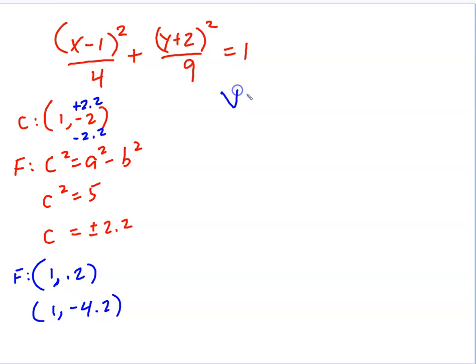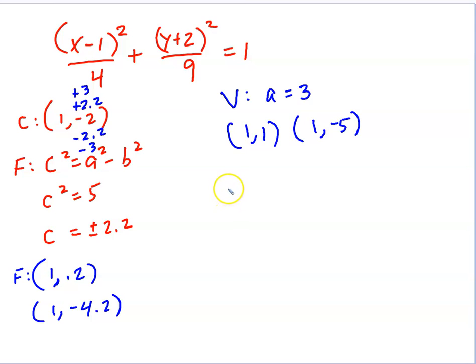For the vertices, we need to find out what a is, and a squared is 9, so a is 3. So we'll do a similar procedure. It's just that instead of adding c, this time we're going to add a and subtract a. So for the vertices, we'll do 1, and then negative 2 plus 3 is 1, and negative 2 minus 3 is negative 5.